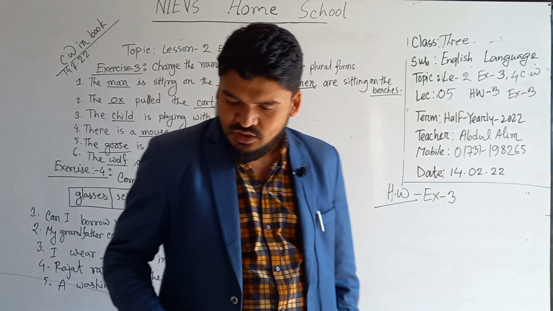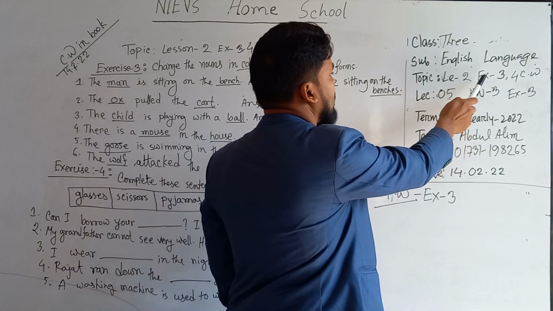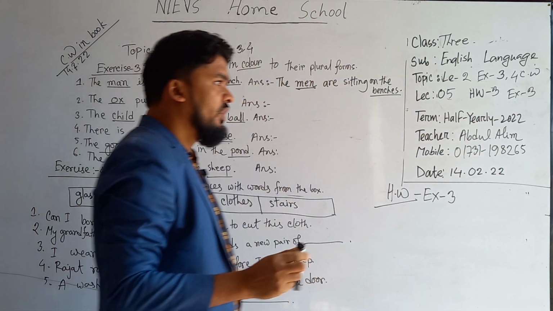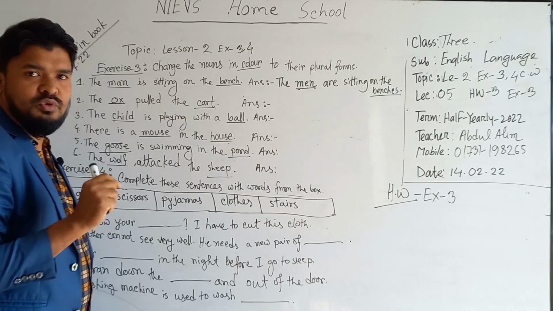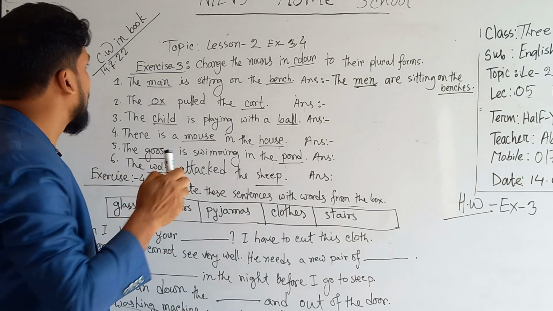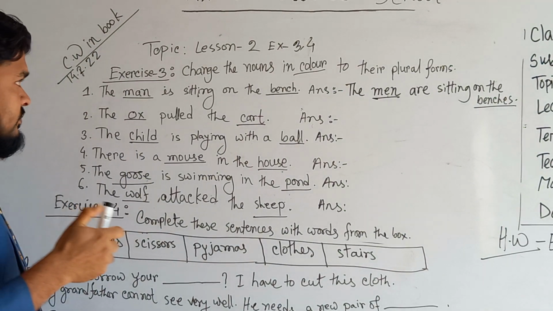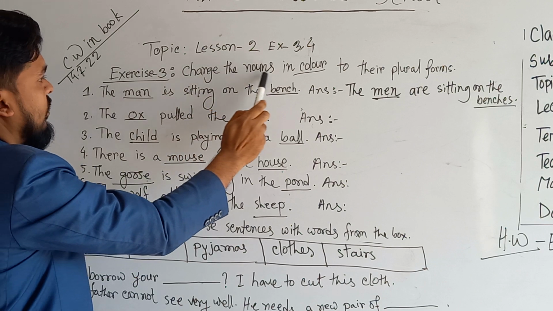Dear students, today's topic is Lesson 2, exercise 3 and 4 CW. Now you are requested to open your book and you have to do your CW in your book. Okay, CW in book. Exercise 3. Change the noun in color.